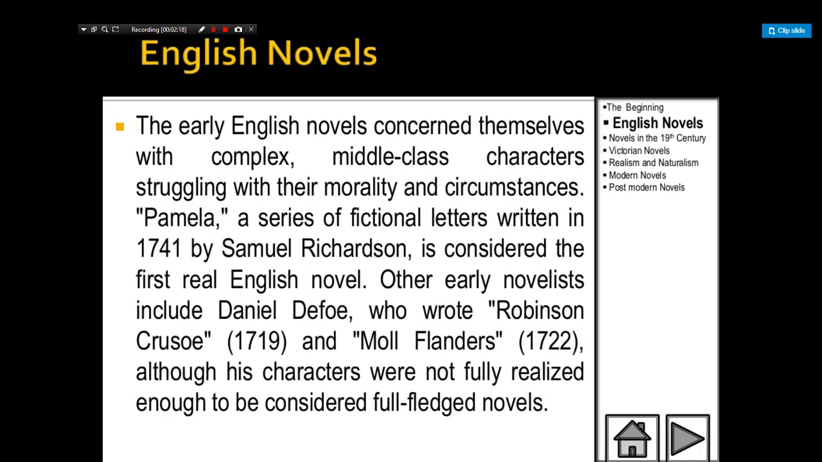So the early English novels concerned themselves with complex middle class characters struggling with their morality and circumstances. Pamela, a series of fictional letters written in 1741 by Samuel Richardson, is considered the first real English novel. Other early novelists included Daniel Defoe, who wrote Robinson Crusoe in 1719 and Moll Flanders in 1722, although his characters were not fully realized enough to be considered full-fledged novels.